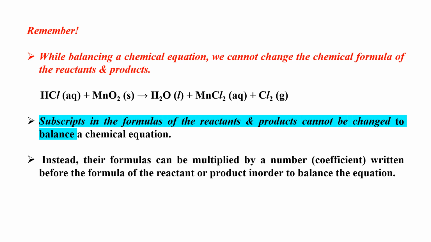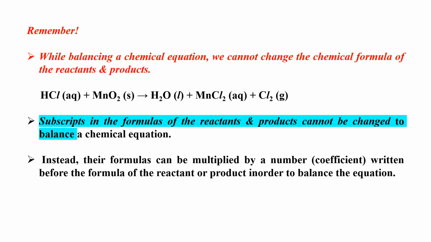Next point, instead, their formulas can be multiplied by a number or coefficient. As you learnt in your previous class, what is that number? It is the stoichiometric coefficient. So instead, their formulas can be multiplied by a number written before the formula of the reactant or product in order to balance the equation. Same thing I told, isn't it?